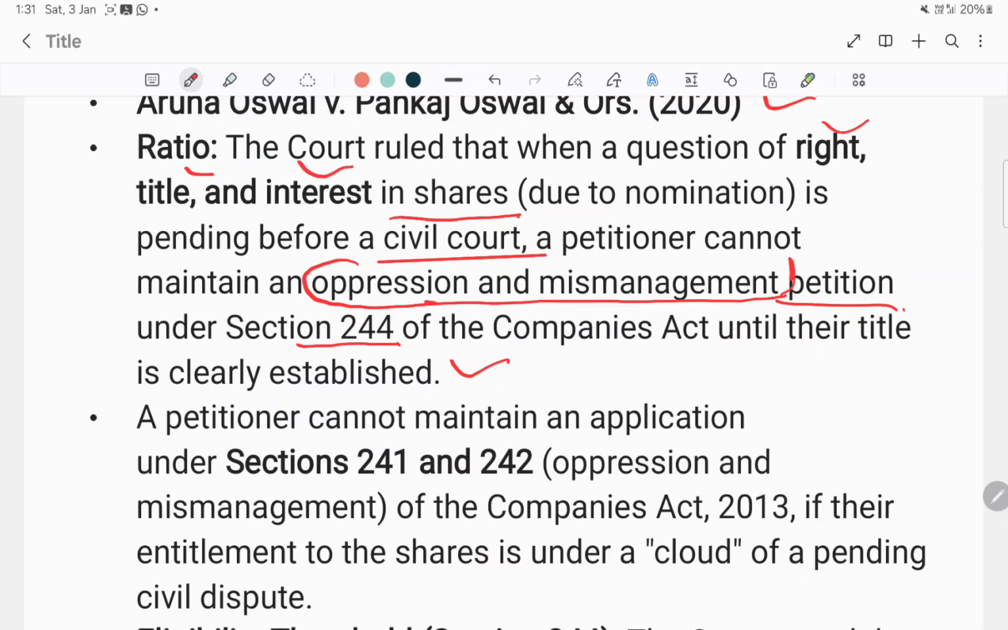The Supreme Court said that when that issue is pending before a court, then that person cannot make a petition under Section 244 claiming that there is oppression and mismanagement in a company.